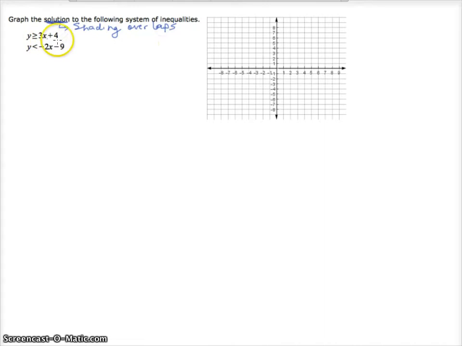Remember that I want to graph my y-intercept and count my slope, so I'm going to go to where y is 4, and my slope is up 3 over 1, so I'm going to go up 3 over 1, up 3 more over 1. And now I can plot my point. Since it is greater than or equal to, it is going to be a solid line.